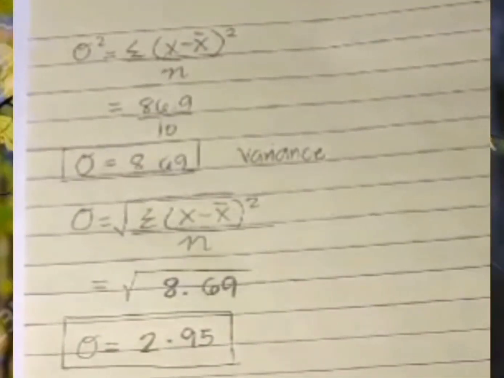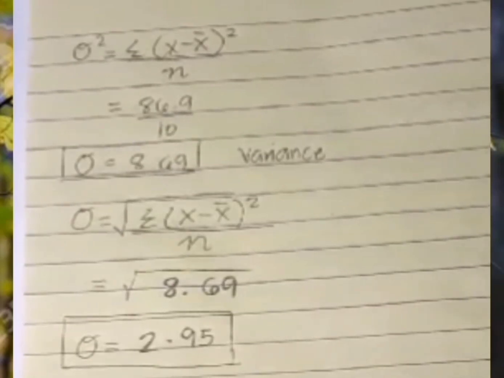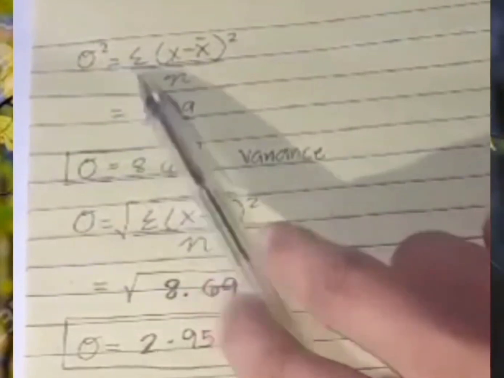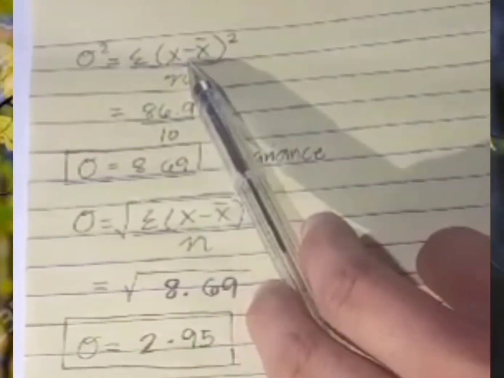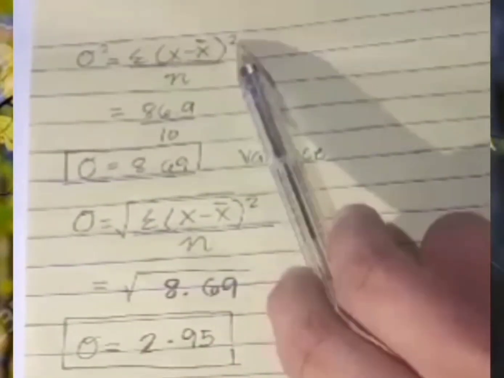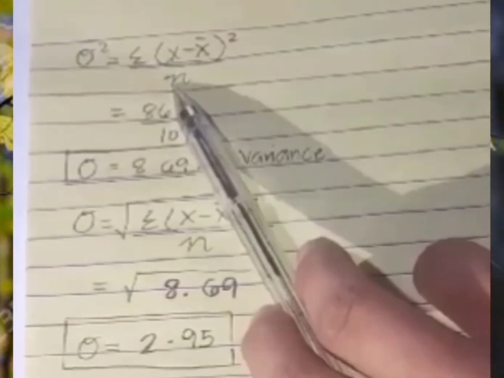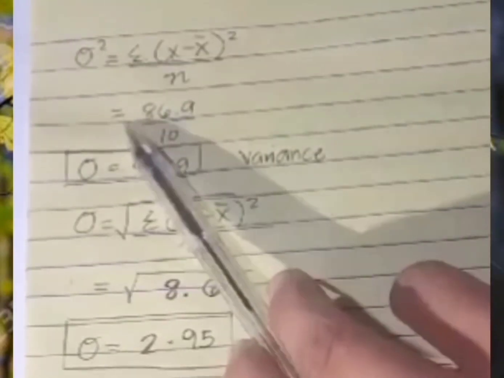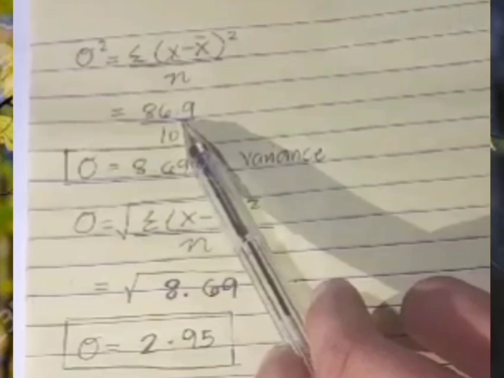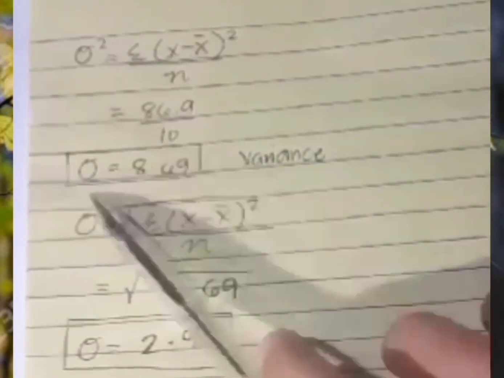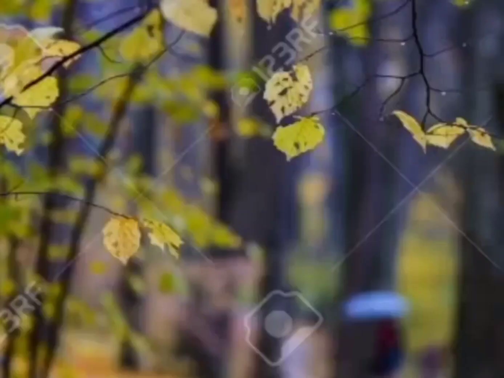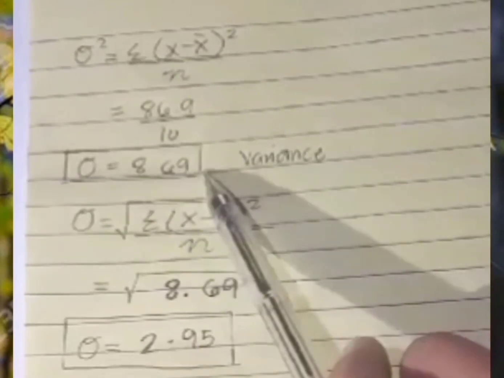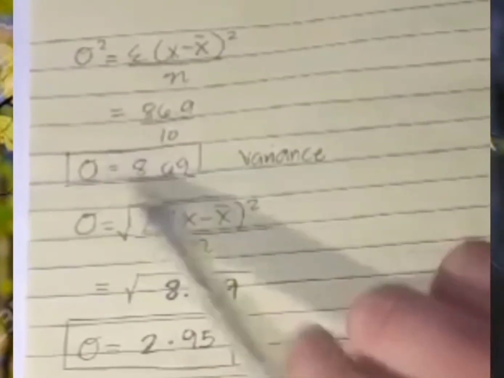So, to find the population variance, this is the formula: sigma squared equals the summation of x minus x bar squared divided by the size of all numbers. So, 86.9 divided by 10 equals 8.69. So, this is the population variance.